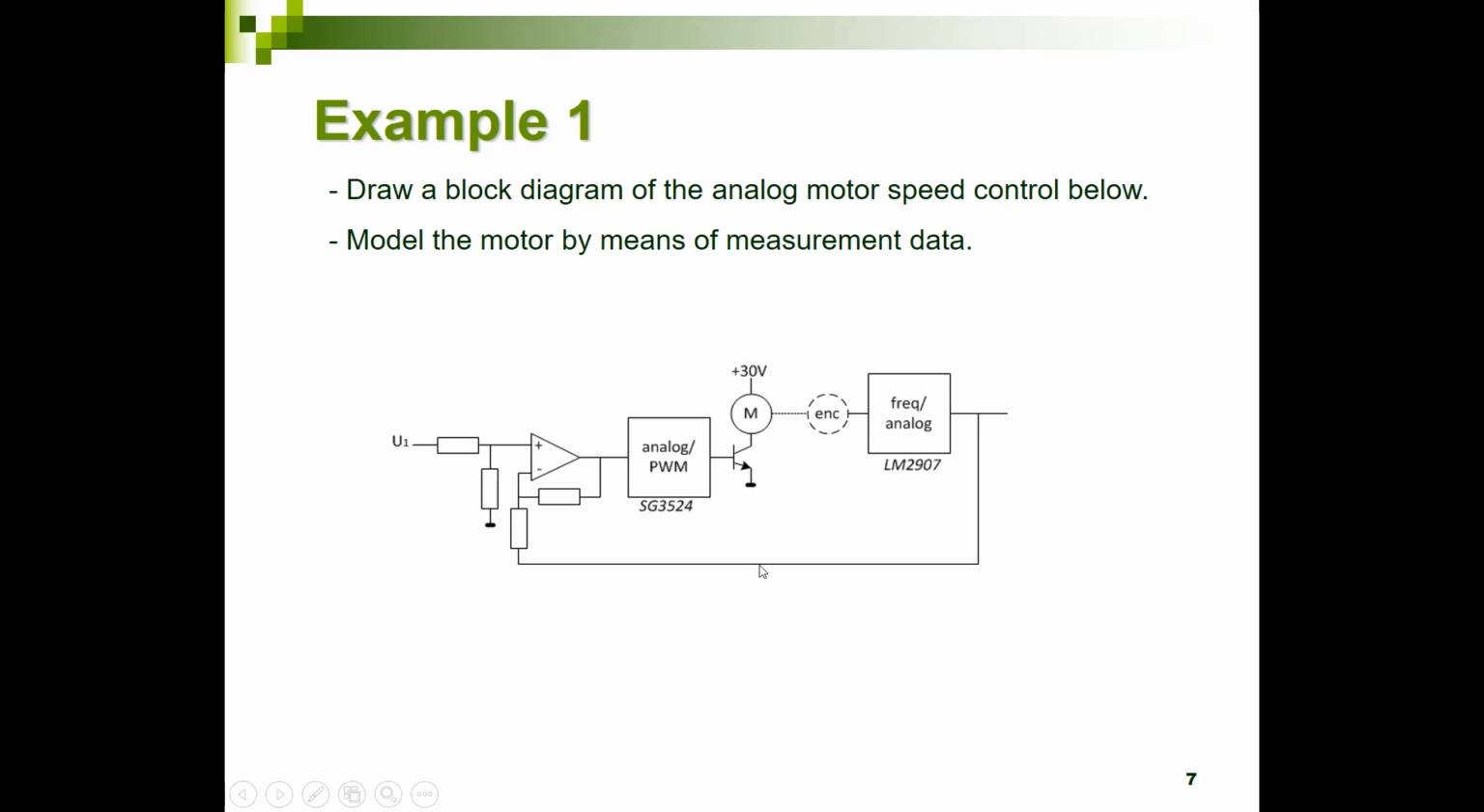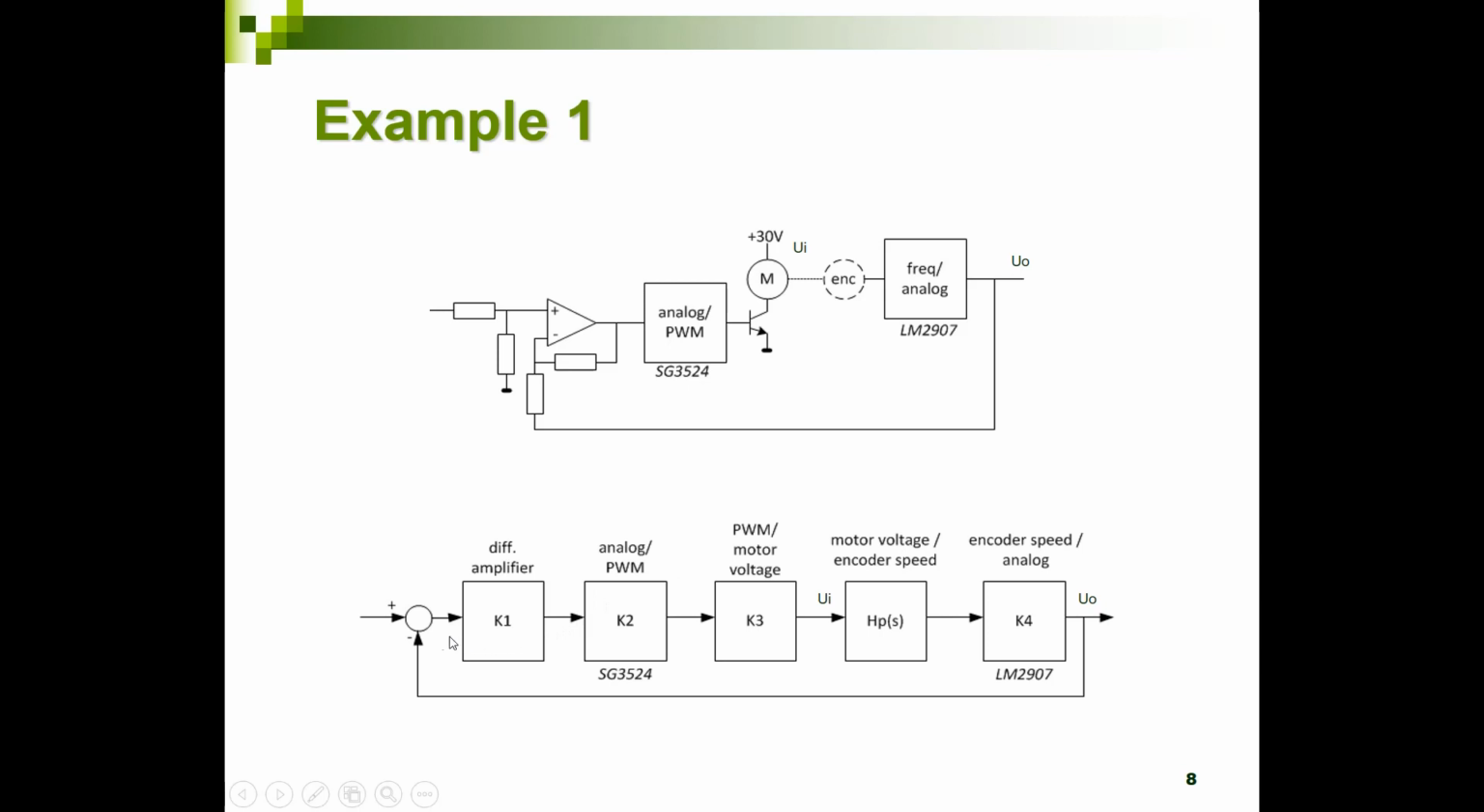So I could make a model out of it, which looks like this. I have my set point over here. The differential amplifier, I have the subtraction over here. I have a gain over here, which is gain K1. I have a gain over here in my analog to PWM converter, which is gain K2. And then I have a PWM to voltage relationship over here.